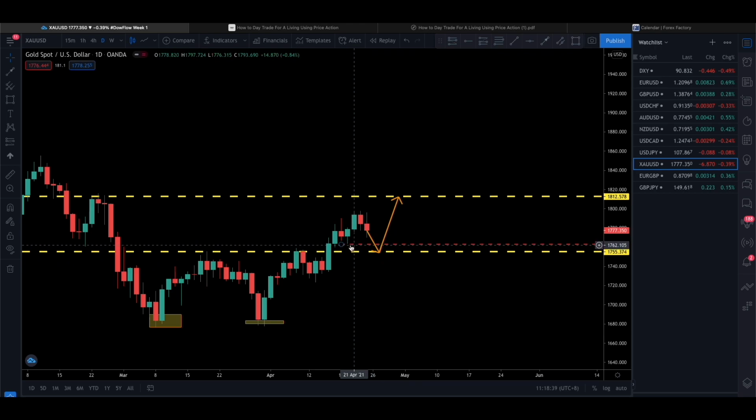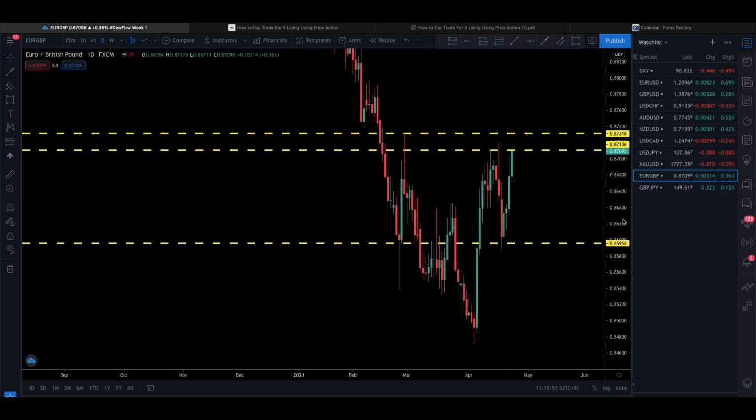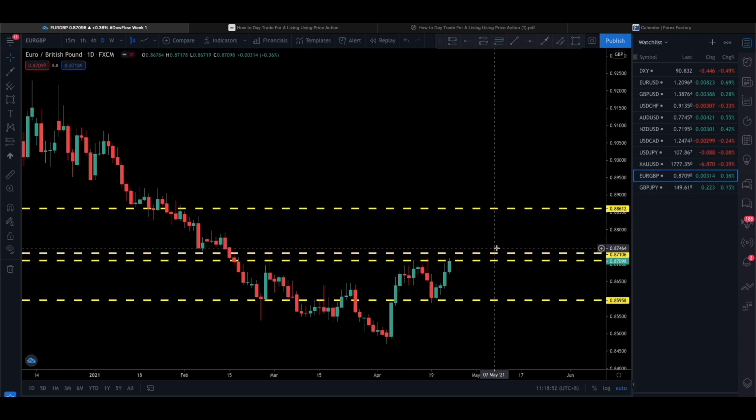Okay, this is where a lot of people are going to lose money if they buy and put their stop loss just below this swing low right here. The key level is 1755. Now let's go into euro pound. Then I'll end off with pound yen.